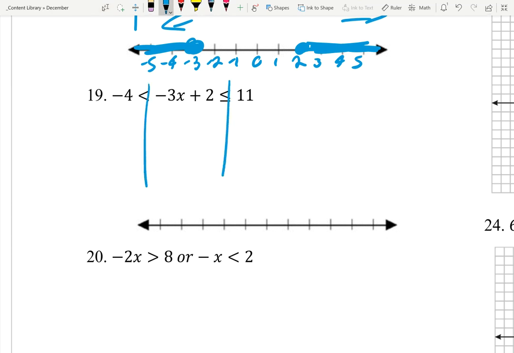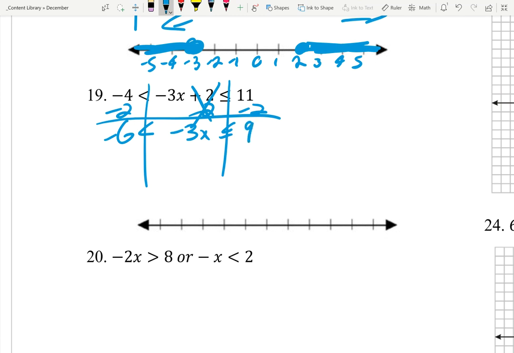Now we have another AND problem. So you have, again, 3 sides. You have a left side, a middle, and a right. We want to get the middle by itself. We want the x to be by itself in the middle. So in order to try and cancel some of this out, we'll start by getting rid of the 2. We'll subtract 2. Cancel out the 2 first. So we'll subtract 2 from all 3 sides. This ends up being negative 6 less than negative 3x less than or equal to 9.